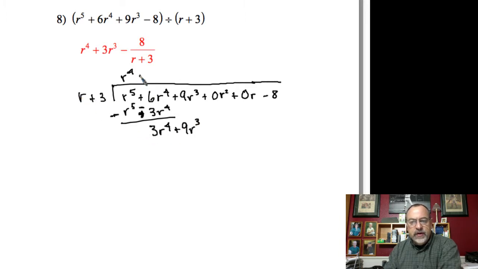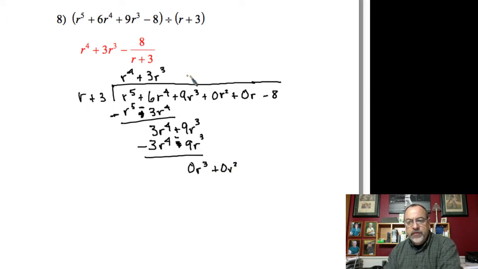r goes into 3r to the fourth, 3r cubed. 3 times 1 is 3, r cubed times r is r to the fourth, and then the 3 times 3 here is 9r cubed. Now again, we'll change the sign of both and then add them. So this is 0r cubed, and we're going to bring down a 0r squared.